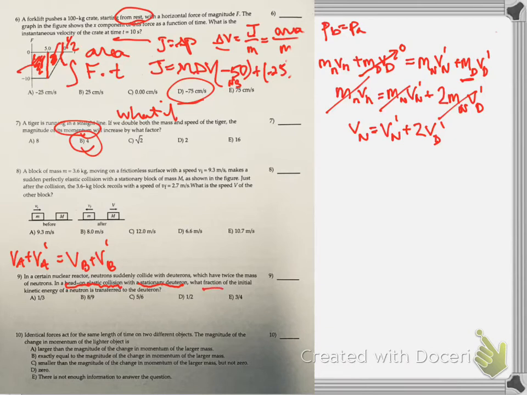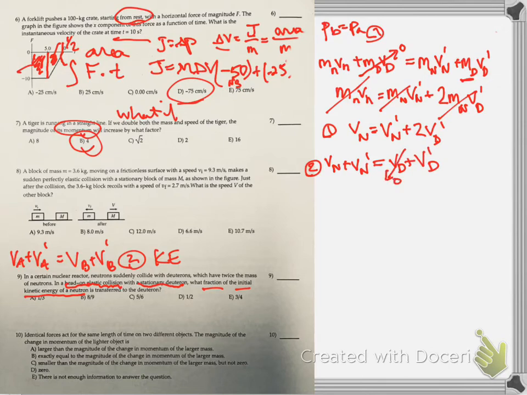Now where are we going? What fraction of the initial kinetic energy of the neutron is transferred to the deuteron? So we have to look at kinetic energy, and we can obviously use this equation if we want. So let's write that. This was 1 from momentum. This is 2 from our kinetic energy elastic collision conservation formula. So Vn plus Vn prime equals V deuteron plus V deuteron prime. We already said before this was 0.